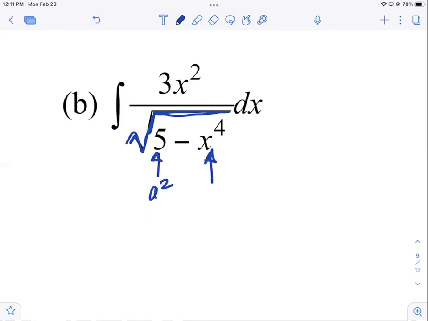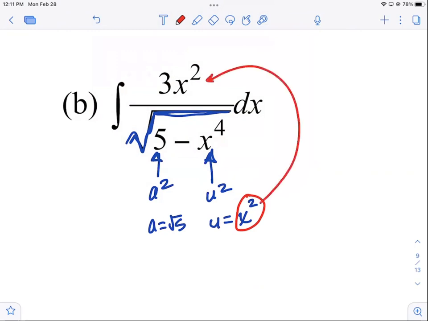That would be a squared, and this would be u squared. Number minus function is like 1 minus x squared. So if a squared is 5, a would be the square root of 5. And if u squared is x to the 4th, u would be what? What's the square root of x to the 4th? X squared. Now, remember, we have to check whatever we're calling u, in this case x squared: its derivative has to be the other factor, or only off by a constant. What's the derivative of x squared? 2x to the 1st.